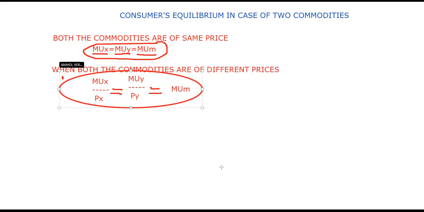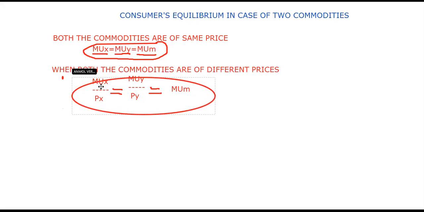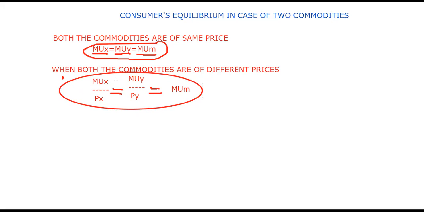MUx upon Px is equal to MUy upon Py is equal to MUm. MUm simple है, that is marginal utility in terms of money, worth of a rupee, मतलब कितना पैसा आप almost खर्च कर रहे हो. So बेटे, this you have to see, MUx upon Px is equal to MUy upon Py is equal to MUm. This is the consumer's equilibrium situation when both the commodities have different price. जब दोनों commodities का different price है, तब ये situation काम आती है. Clear यहाँ तक? चले आगे?